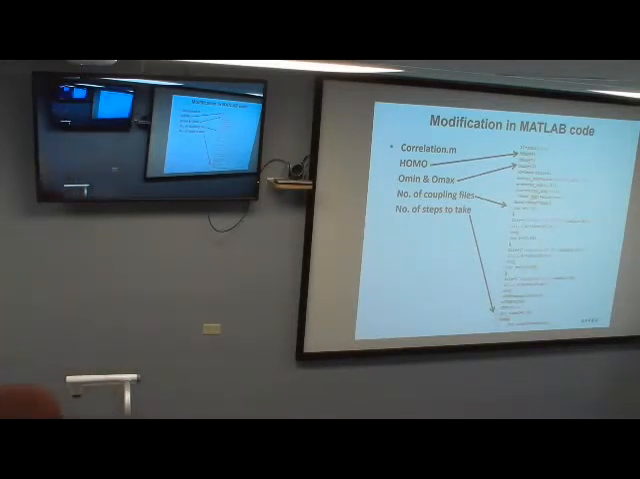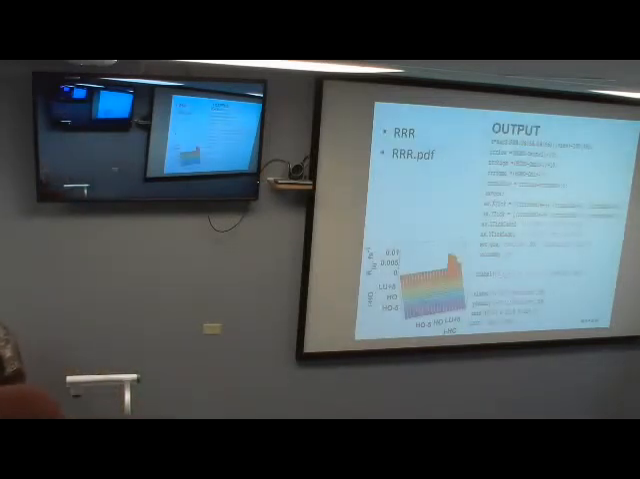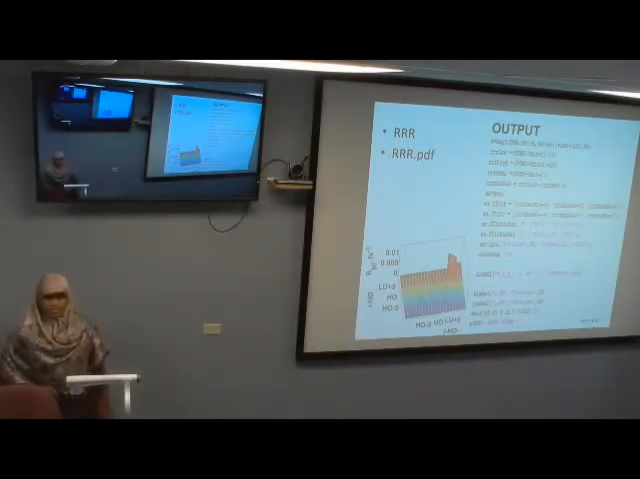Since I had 700-something files, you then need to put all these files into the MATLAB directory on your local computer, and then run the correlation code. Then you should get this RR file and this PDF file. And you can modify this code for plotting the rate tensor.